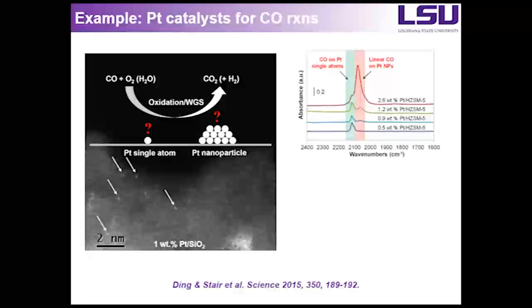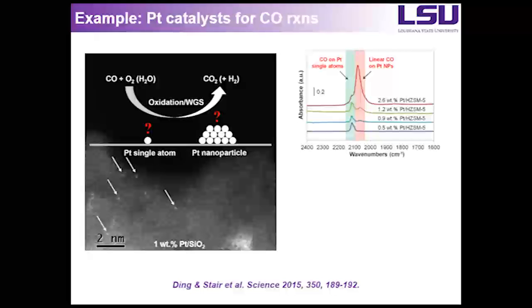So in the first example, we use infrared spectroscopy with the carbon monoxide molecule as a probe molecule to distinguish the surface structure of this supported platinum catalyst. The supported platinum catalyst is very useful for the carbon monoxide removal in several reactions. But understanding the active site is very difficult, and has been highly debated.